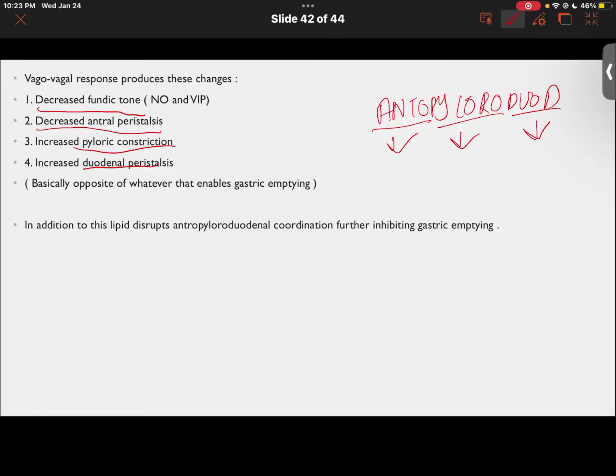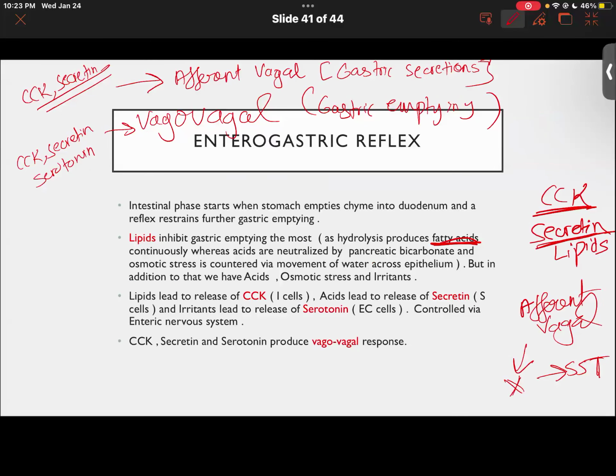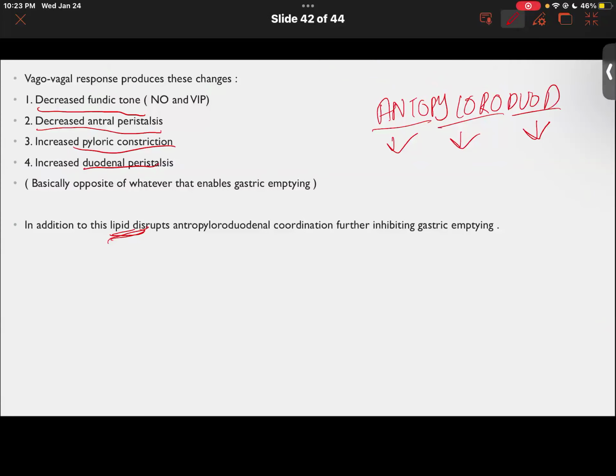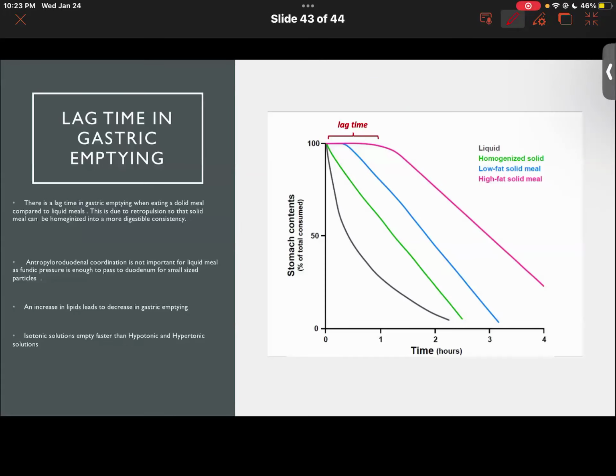So in addition to this, obviously the lipid disrupts the antropyloduodenal coordination further, which inhibits gastric emptying even more. As I said, the lipid is the most important inhibitor of gastric emptying because it irritates the stomach by the fatty acids and inhibits antropyloduodenal coordination. Okay, last slide, which is very super simple.